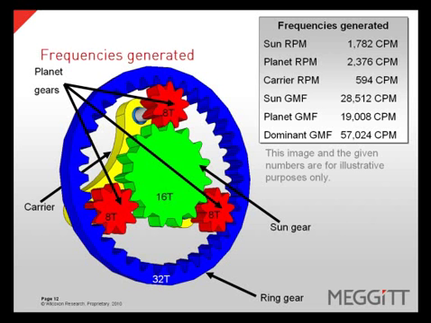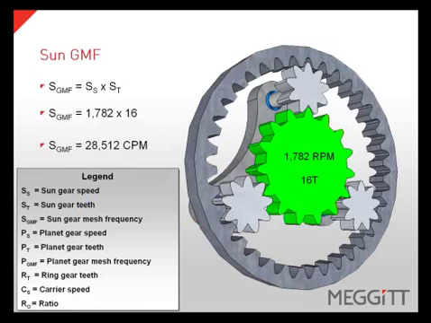Planetary gearboxes will generate several frequencies which may be present in a vibration spectrum. These frequencies include sun gear RPM, planet gear RPM, carrier RPM, sun gear mesh frequency, planet gear mesh frequency, and the dominant gear mesh frequency. It is normal for these frequencies to be present in the spectrum and do not necessarily indicate a problem. However, changes in amplitude can be an indication of a problem.